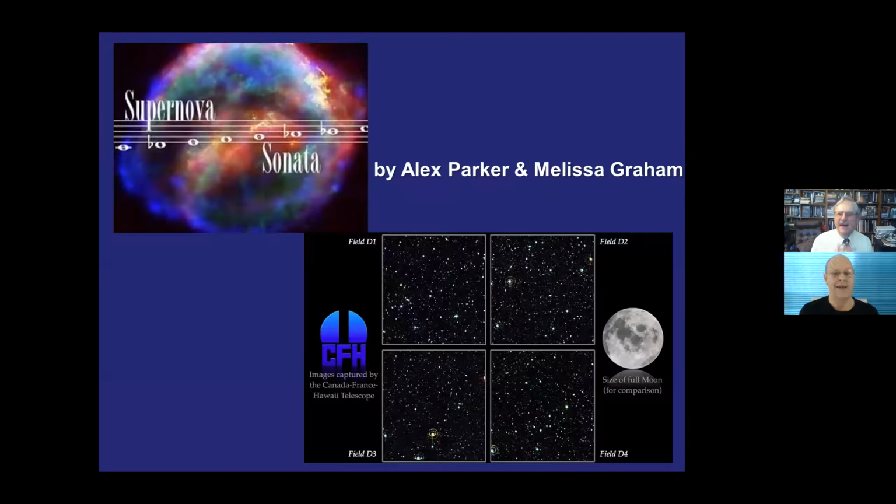And then more recently, Alex Parker and Melissa Graham have put together the Supernova Sonata, which you can find on the web, in which the notes in the piece are controlled, not just the frequency of the notes, not just the tones, but actually the intervals and what instrument plays, and what kind of emphasis is given to the notes is controlled by the properties of type 1a supernovae in a catalog. And this actually sounds much more pleasant than my description might make it sound. So I encourage you to look at the Supernova Sonata on the web.